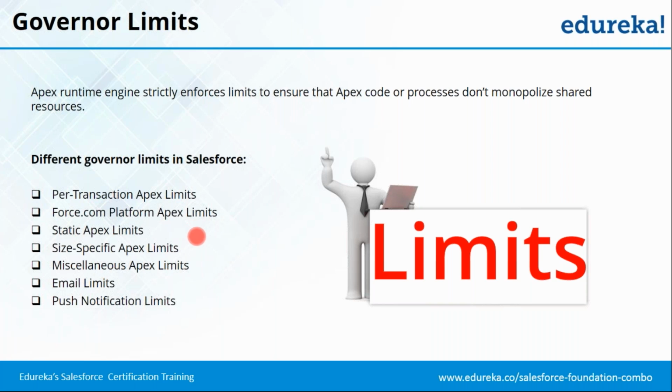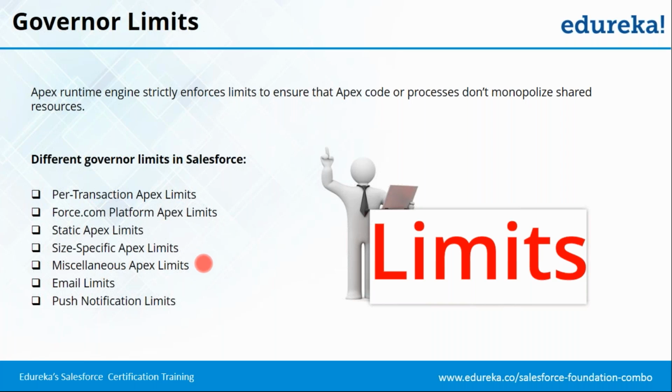And then when it comes to size specific Apex limits, we have the example of a maximum number of characters for a class and a maximum number of characters for a trigger, which is only 1 million. So any class that you're writing can have a maximum of only 1 million characters. And even in the case of a trigger that you're writing, that trigger can only have a maximum of 1 million characters. So that's about size specific Apex limits.